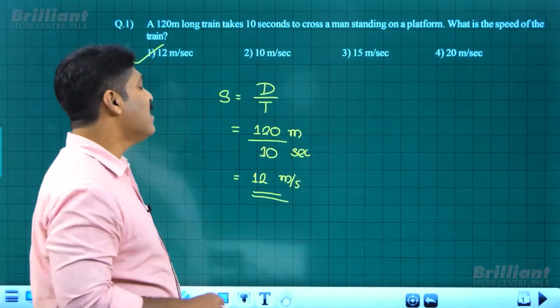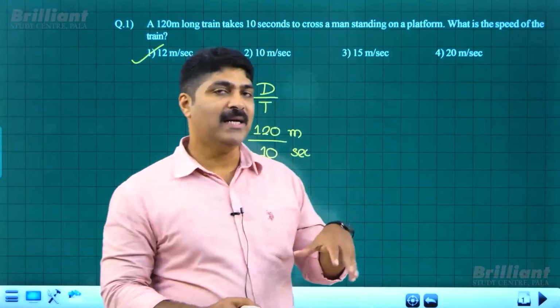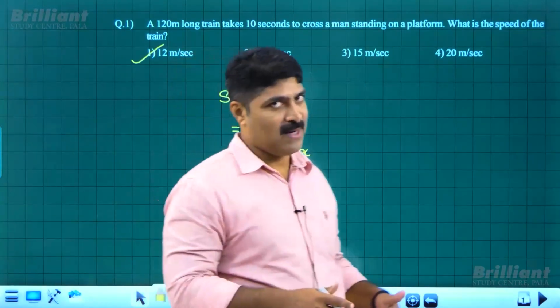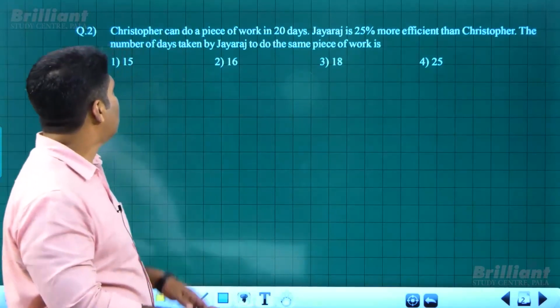That's quite an easy one. In some of these types of questions, you have to further convert that speed into the form of kilometer per hour. So that's the only difference. Here we can consider the second question.